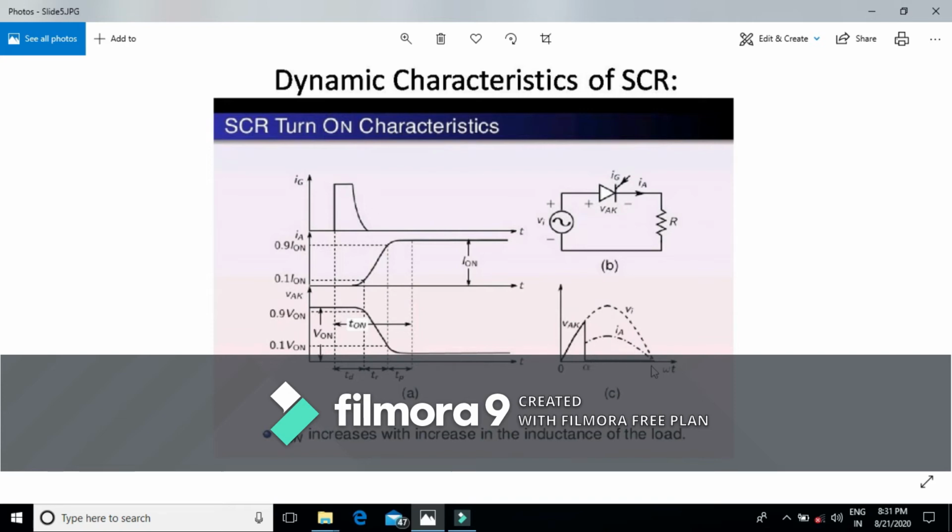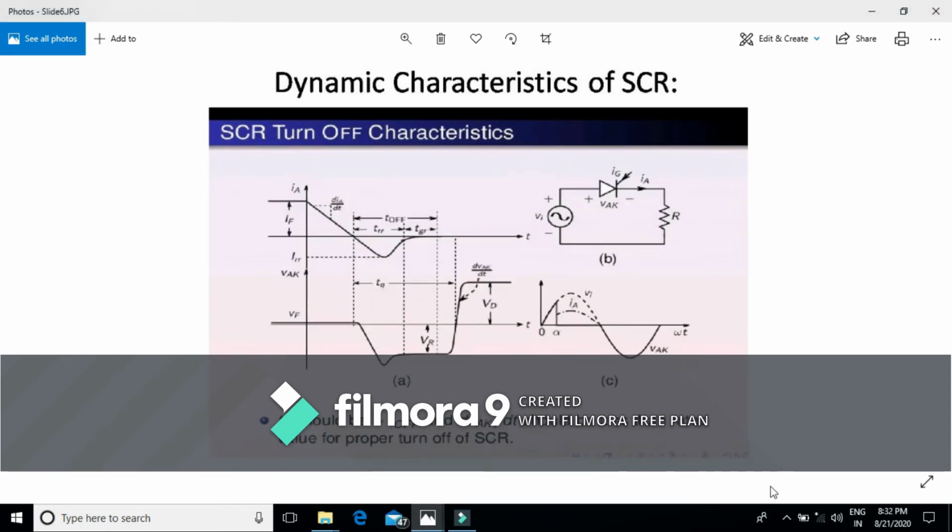There will be anode current, and there will be an output voltage that is equal to our input voltage, because the load here is a resistive load. The voltage and current across this resistive load will be exactly equal to the input voltage, because there is no other element present in the circuit. This is the SCR turn off characteristic.